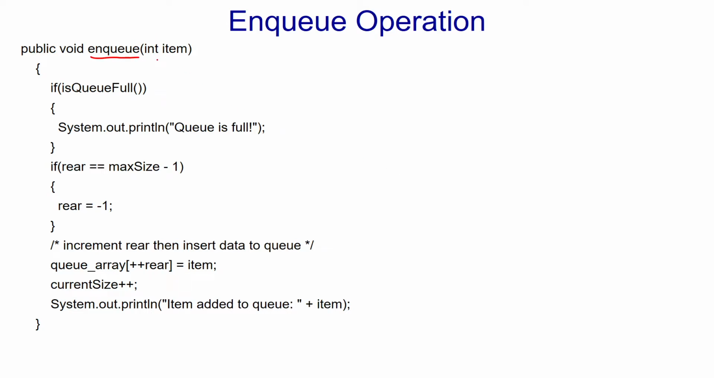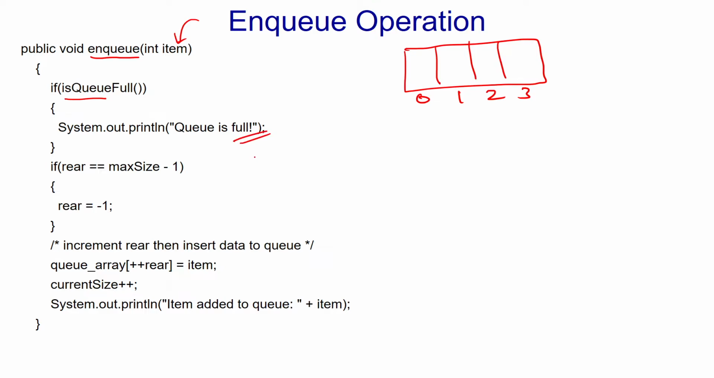This is done by using Java programming. The method name is enqueue, which means inserting new data into the queue. I am passing the data item into the method. First I am checking whether the given queue is full or not. If my queue is full, then I can say my queue is full.